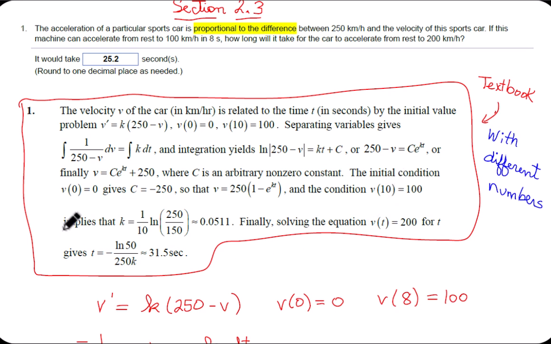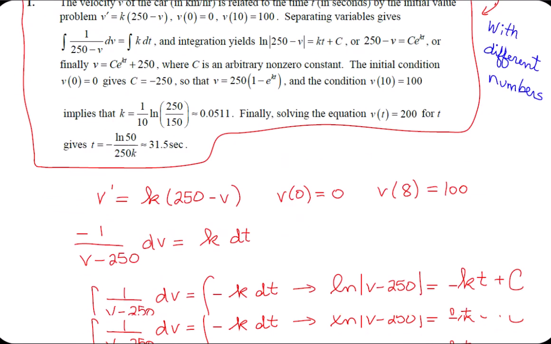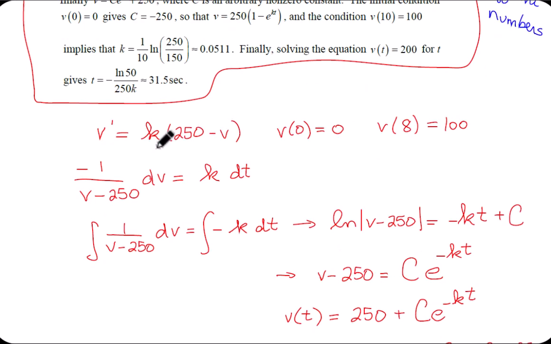So in the very first part of this, I just copied from the solution manual what they did, but their numbers are a little bit different. I put it here because it's nice and neat and it's easy to read another example. So looking at our particular numbers. All right, so proportionality constant. V at 0 is 0. V at 8 is 100.